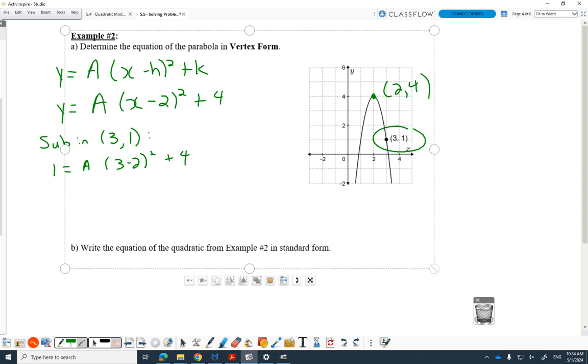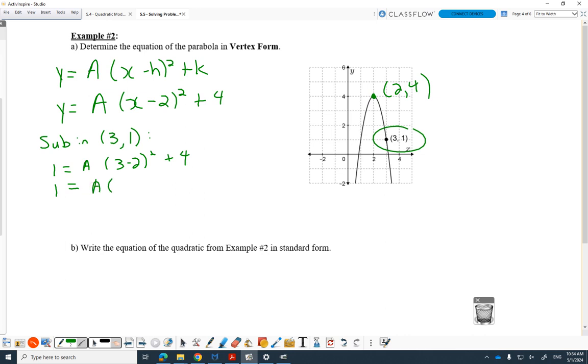And so, again, I argue this isn't as bad as it looks. It looks like a big, scary equation, but it's not. Because what's 3 minus 2? 1. And what's 1 squared? 1. Which made my life a little easier here. Bring that 4 over there.